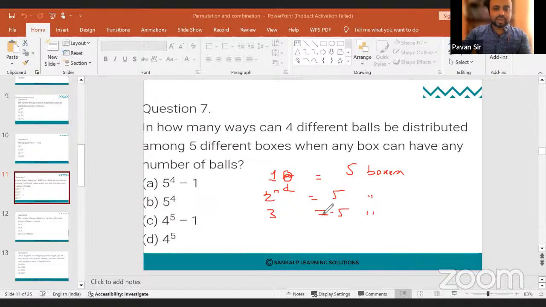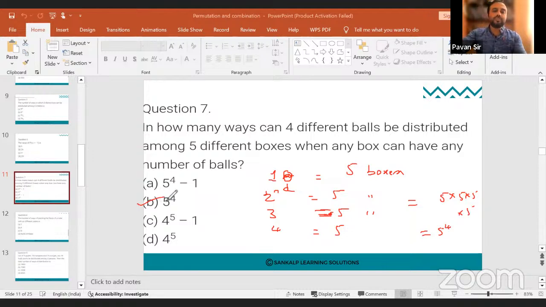Sorry, here it is looking like minus. It is not the minus, students. Fourth ball also you can place in 5 boxes. So 4 different balls are there, 5 boxes are there, so each ball can be placed in any of the 5 boxes. So 5 into 5 into 5 into 5, that is nothing but 5 raised to 4. Option B is the correct one.